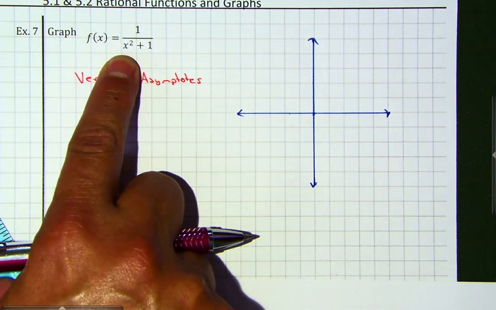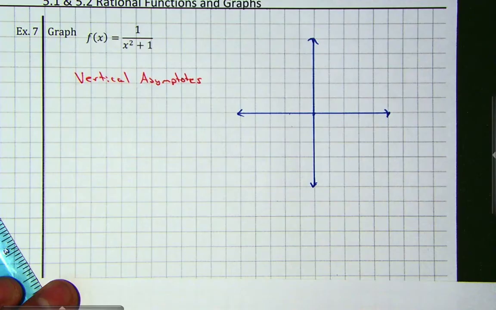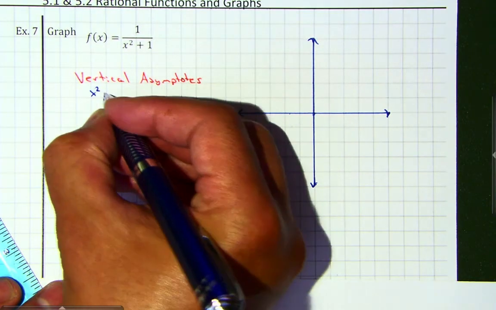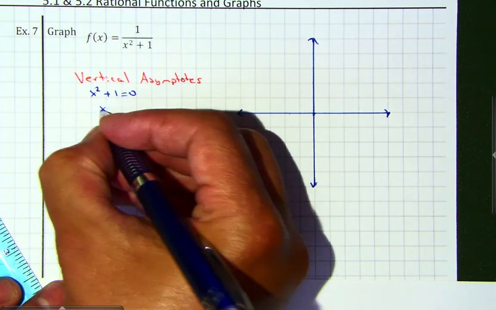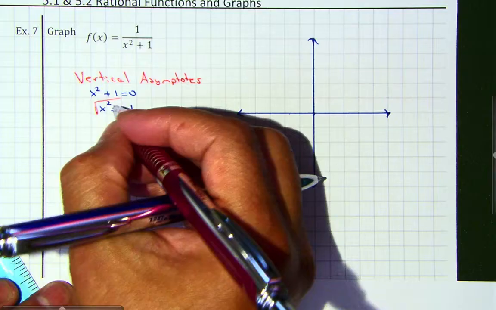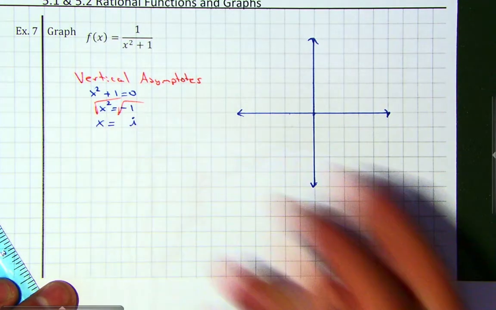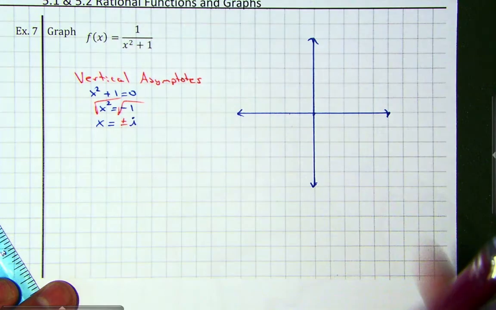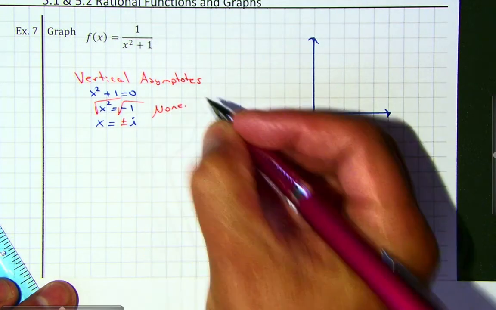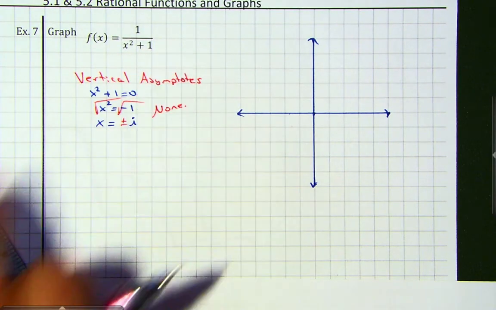Your vertical asymptote is what value will make this a 0. Correct? We're finding the zeros of the denominator, so let's just do it manually. x squared plus 1 equal to 0. Move the 1 to the right, becomes a -1. Take the square root on both sides. And the square root of -1 is i, plus or minus. So therefore, there are none. It doesn't have any vertical asymptotes. There are no values for x that will make the denominator 0.